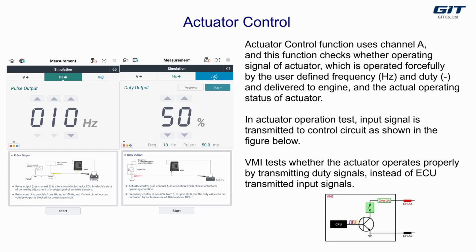The actuator control function uses channel A, and this function checks whether the operating signal of the actuator, which is operated forcefully by the user-defined frequency in Hertz and duty percent and delivered to the engine, matches the actual operating status of the actuator.